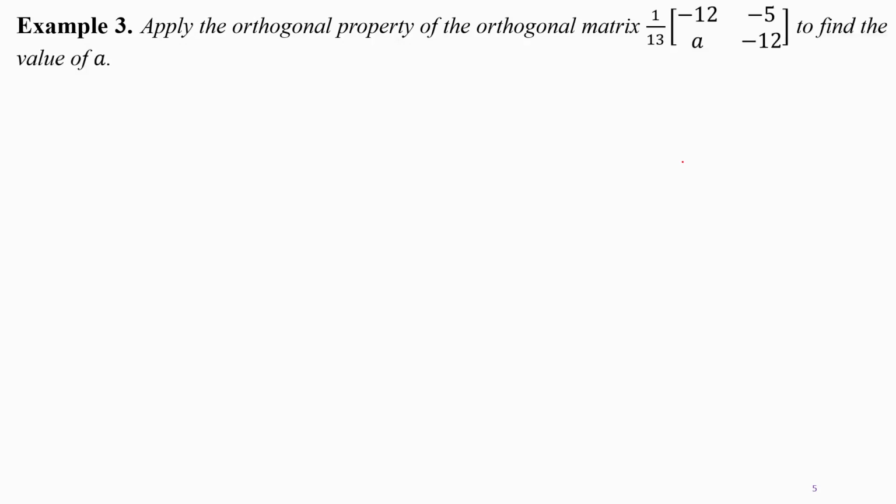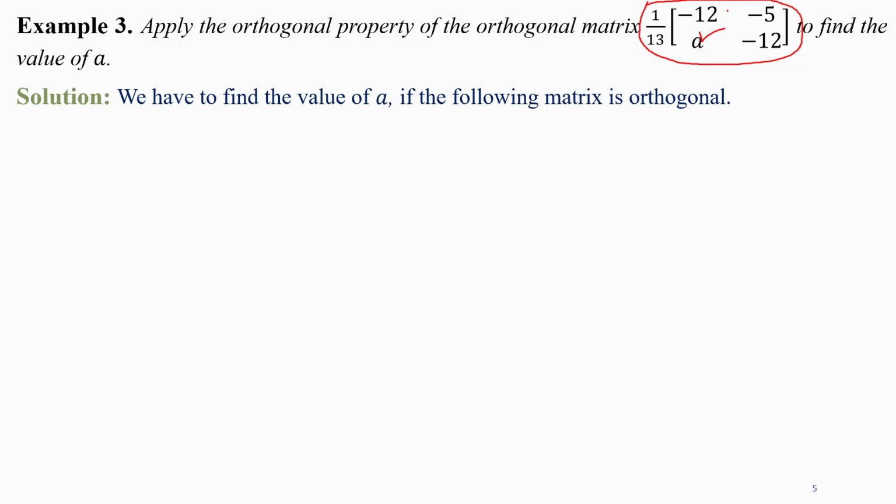Let us take one more example on orthogonal matrix. Apply the orthogonal property of the orthogonal matrix 1/13 times [[-12, -5], [a, -12]] to find the value of a. So now, what is the question? This matrix is orthogonal, and we have to obtain the value of a. We have to find the value of a if the following matrix is orthogonal.